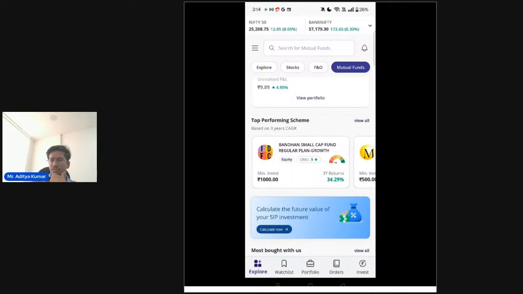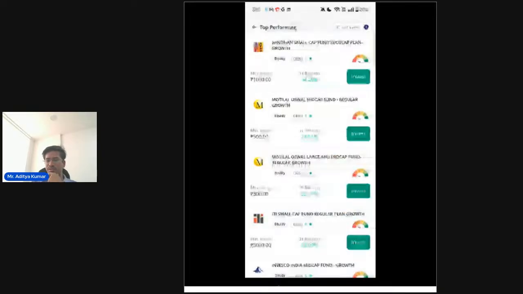You can see the top performing scheme, which is also a new feature that got added. These are the funds with the best 3 year CAGR, which is a compounded annual growth rate, which is a fancy way of saying average yearly growth. For example, 10% CAGR means your money grows 10% a year, which is compounded.